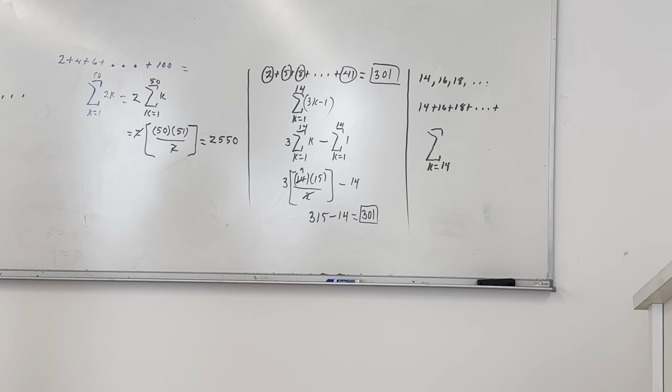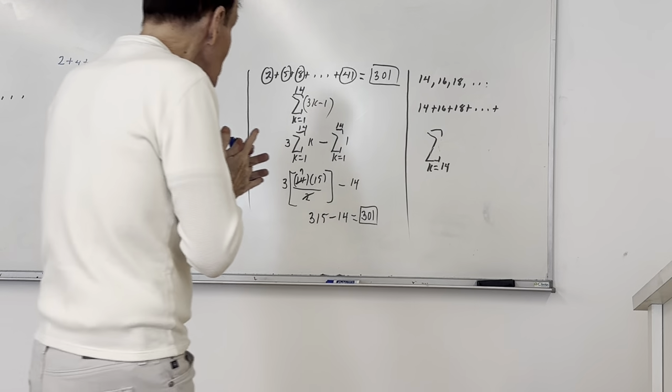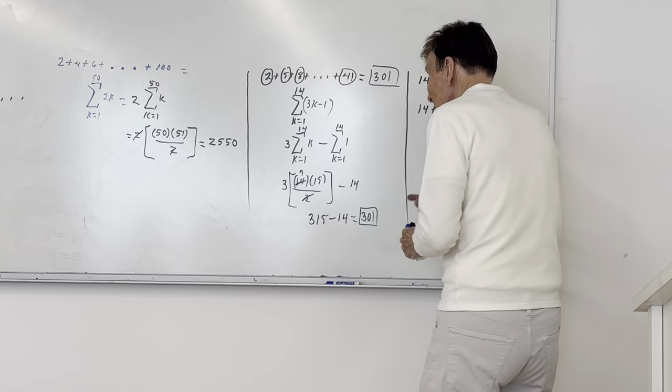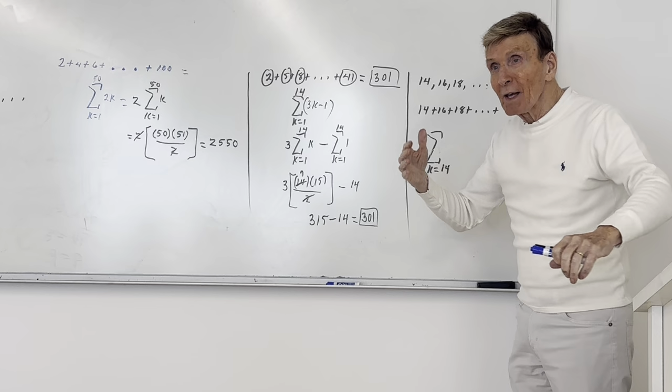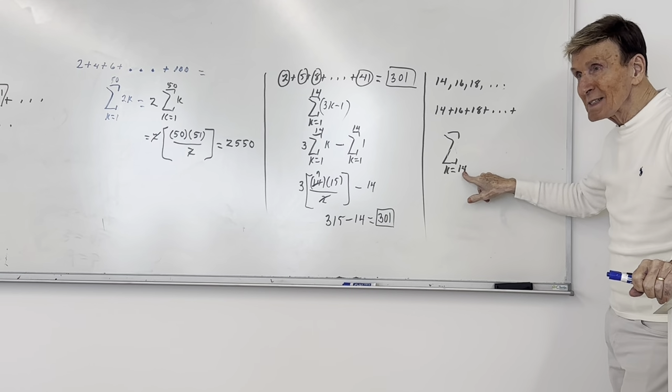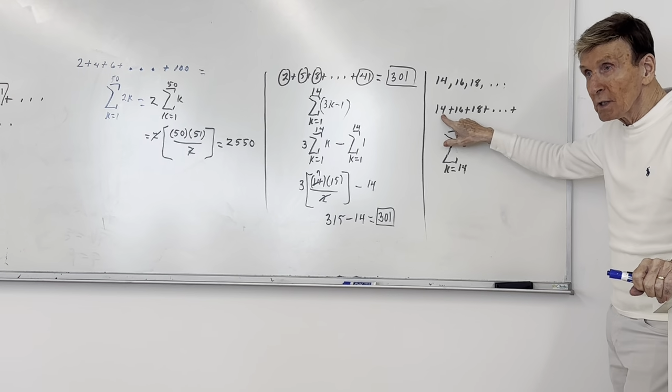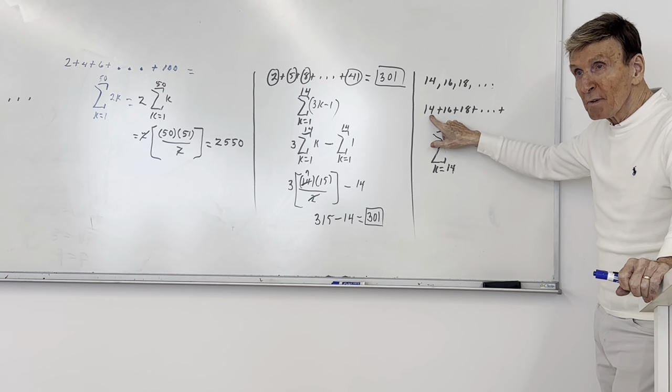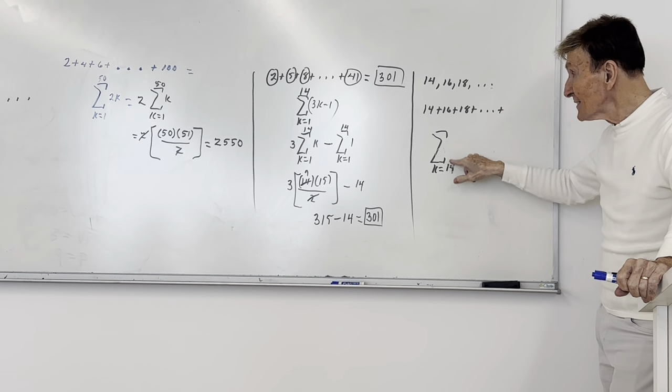And Shane, I thought you had it first. I see what you're doing though. But I just need to come up with a formula. So when I replace K by 14 in that formula, you get 14. When you replace K by 15, you get 16.